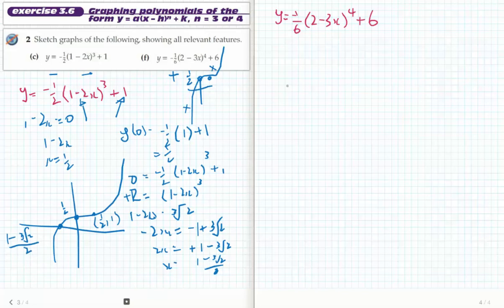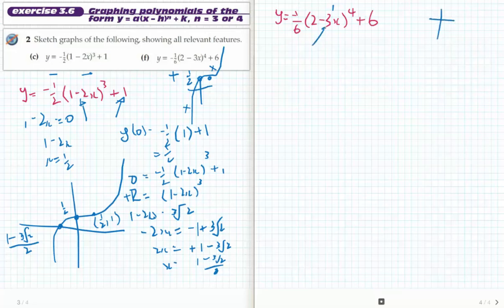Okay, question 2F. This is our quartic, degree 4. This is negative on the x, but when it's raised to the power of 4, that becomes positive, times this negative will give you an expression that is a negative quartic.